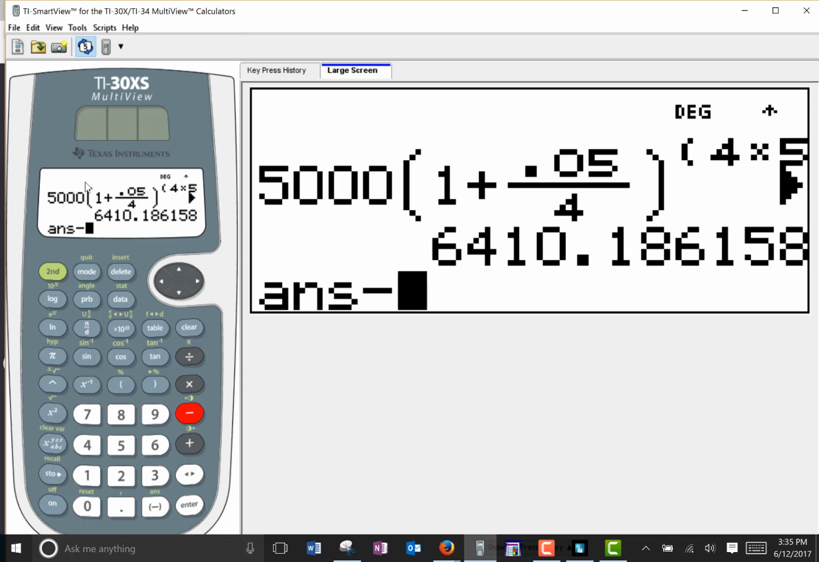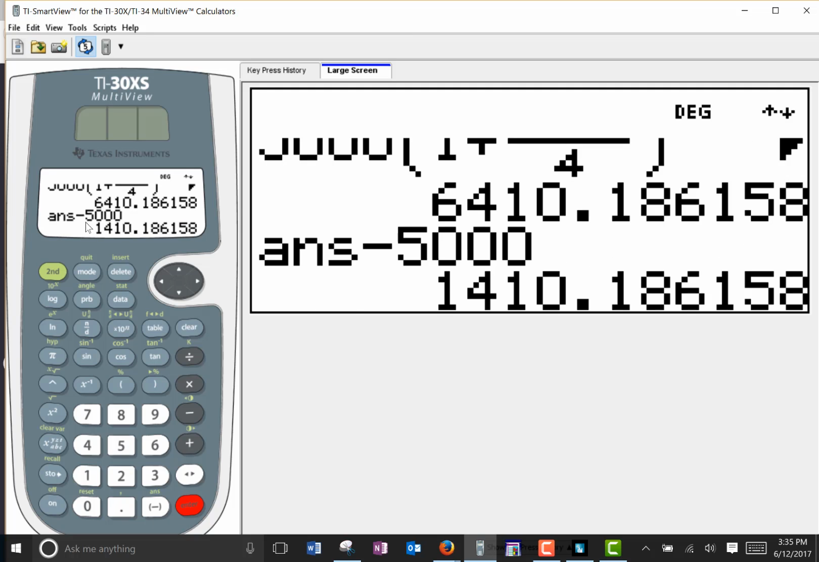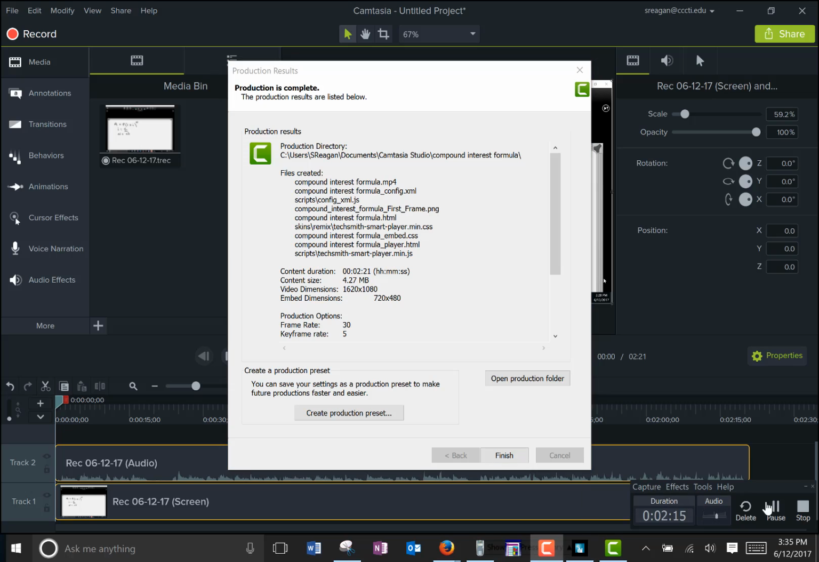If I now wanted to find out the interest, I would just hit subtract, and I would take off my original 5,000 and hit enter, and this would tell me the amount of the interest that I would have.